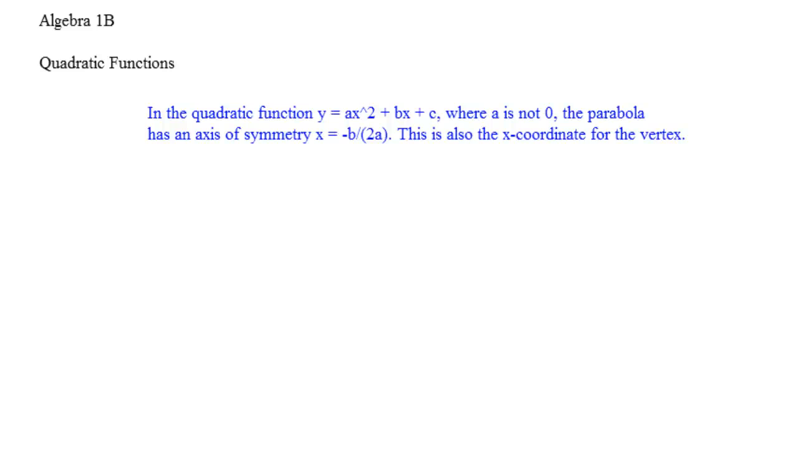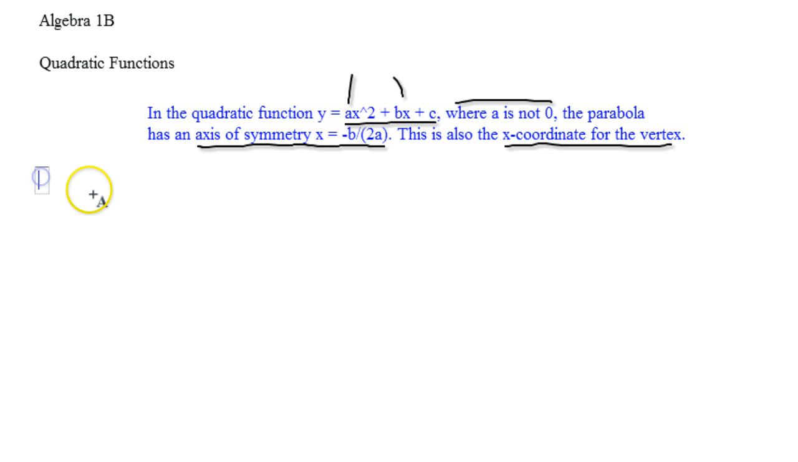Alright, so today we'll be talking about the actual quadratic functions and working with them. So we're still working with the standard form ax squared plus bx plus c. Okay, now here's some cool things. When a is not equal to 0, the parabola has an axis of symmetry. If you remember, we talked about it, but we didn't talk about how to find it. Now you know it. It was negative b divided by 2 times a. This is also the x-coordinate for the vertex.